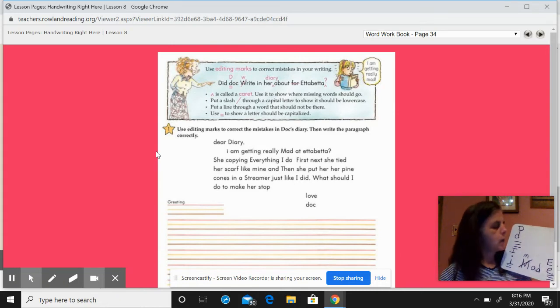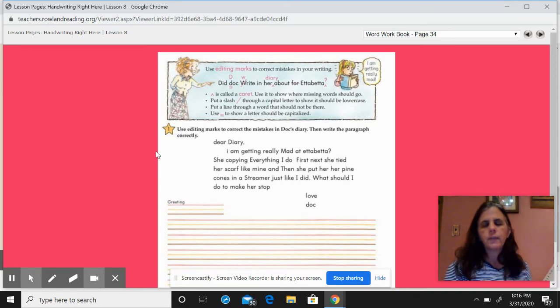That's right, it's not. So we have our question mark. You want to go ahead and put a slash line through it. And at the top there, put your period, because it should end in a period. So let's look at the second sentence now.